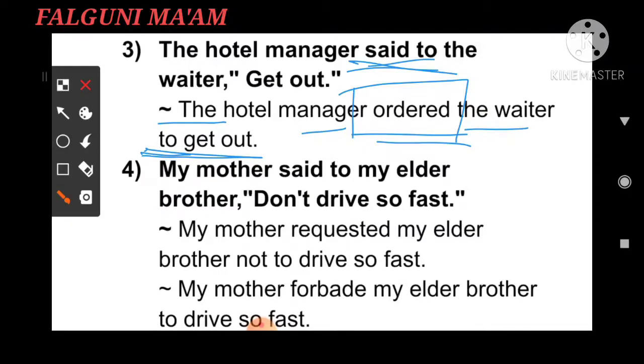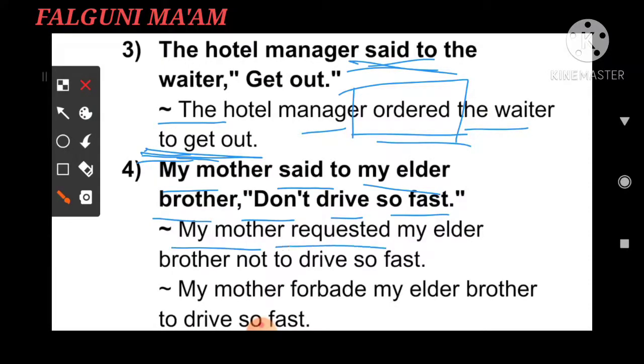Make sure that you do not change the verb, because whenever you use to, that is, to means with to, you have to always use only and only the root verb. You cannot write here got. So, to get out. Fourth one, my mother said to my elder brother, don't drive so fast.